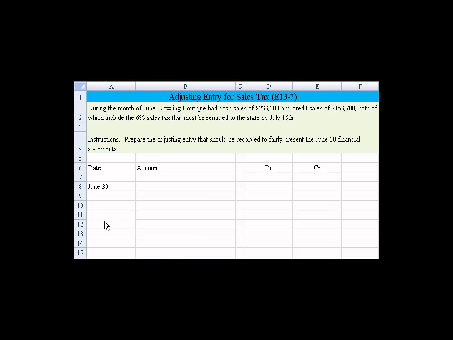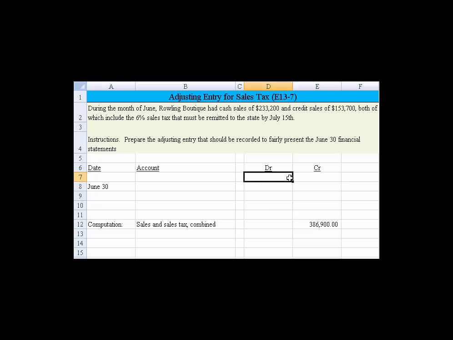Okay, let's start working this, and let's first list how we'll come up with the computation here. We know that total sales are equal to sales plus sales tax, so we'll go sales and sales tax combined, and that amount was equal to the $153,700 plus the $233,200. I realize I put them in reverse order, but doesn't matter. That's the full amount we're talking about.